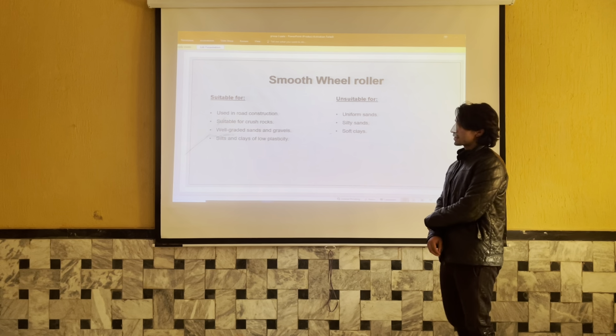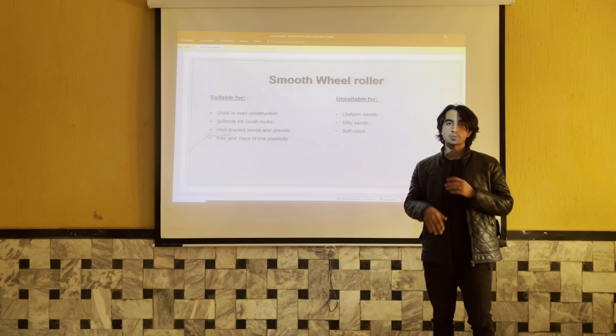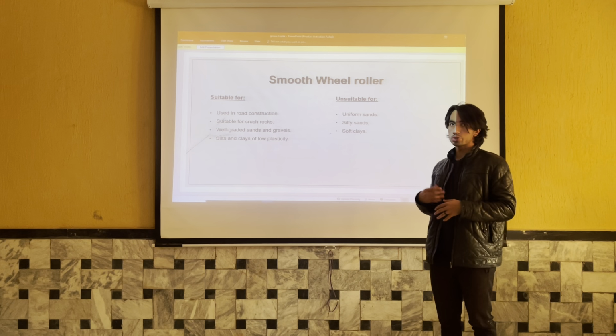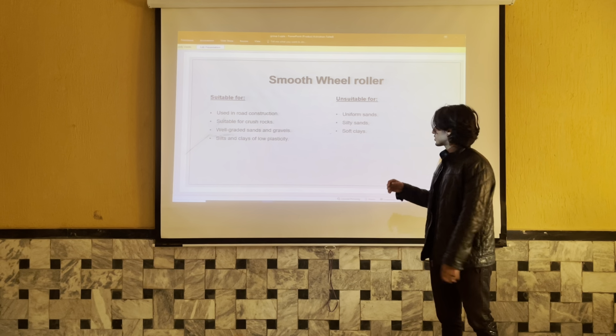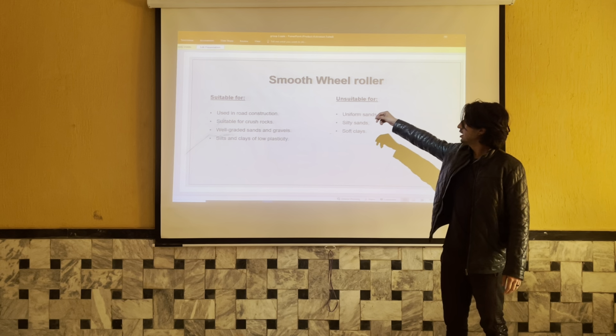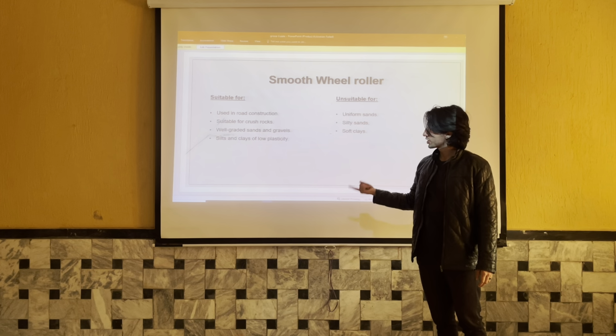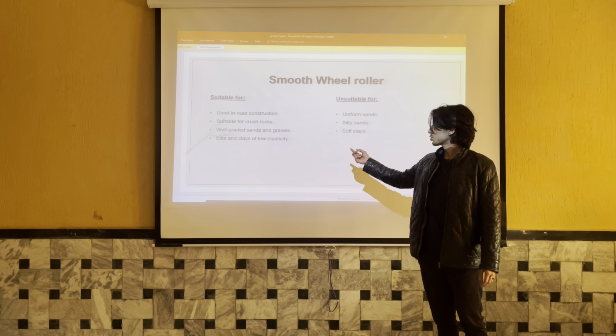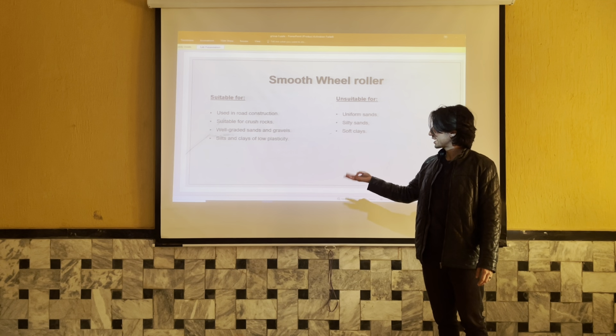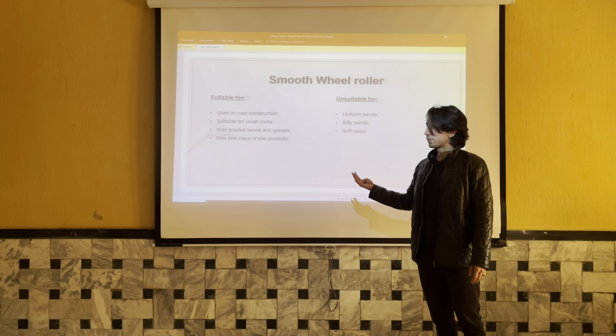Now, we will discuss these types of machinery. All of them have their own specifications. Everyone is an expert with their own field. So, in the case of the smooth wheel roller, which is suitable for road constructions, which we saw in the video, it is also suitable for crushed rocks, well-graded sands and gravels, silts and clays of low plasticity.